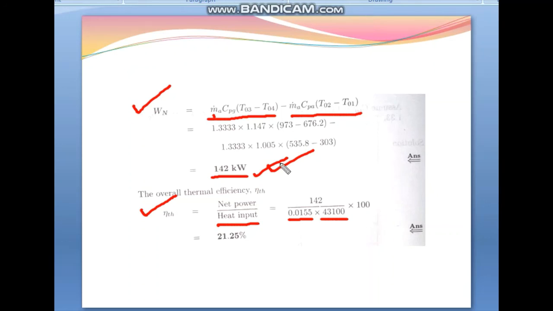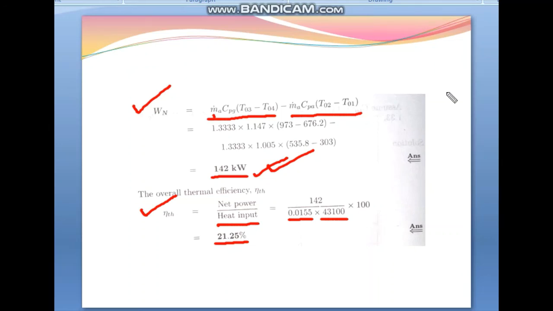This network value, and 0.0155 is the mass flow rate of fuel that we have already calculated, into 43.1 megajoule per kg, or 43100 kilojoule per kg. This value is the calorific value of fuel, into 100. So the overall thermal efficiency of this plant is 21.25%.